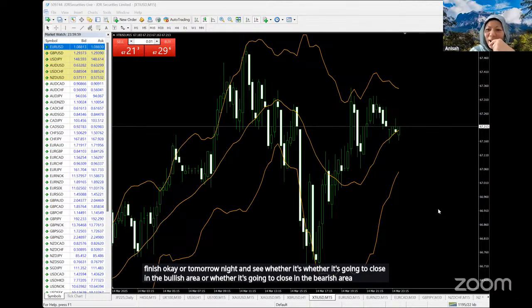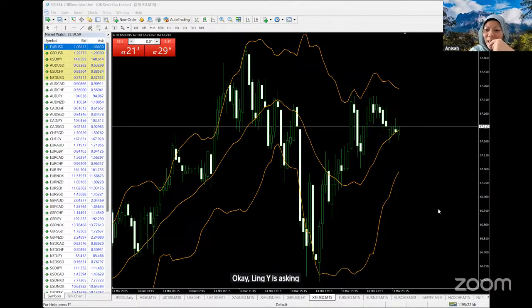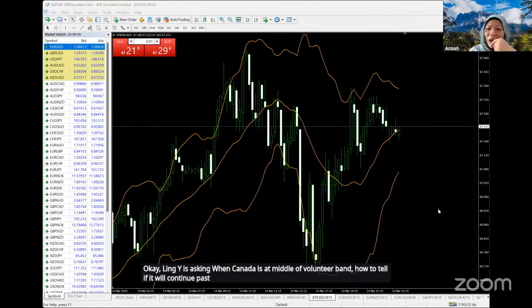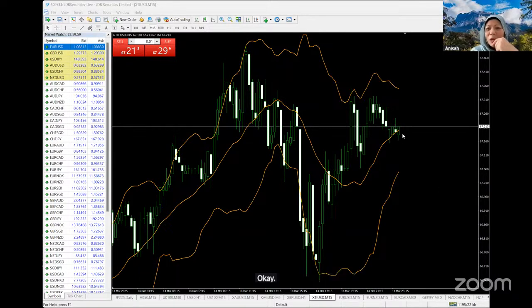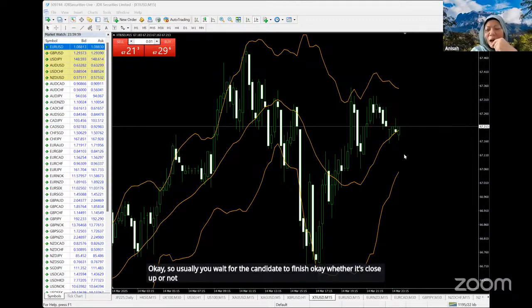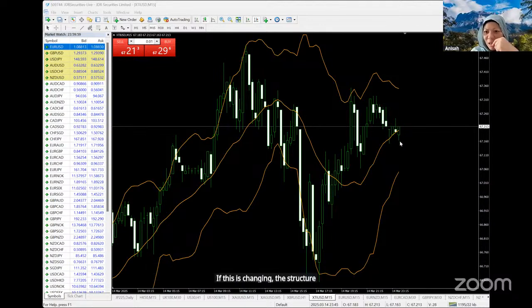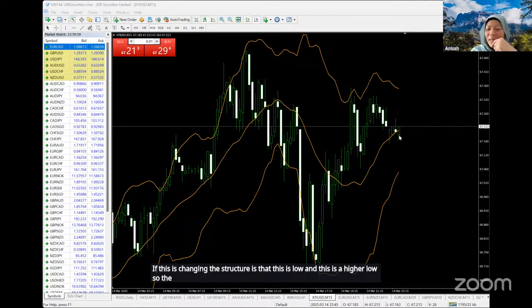Lingy is asking, when the candle is at the middle of the Bollinger Band, how do you tell if it will continue up or down, or cross the line and reverse? Usually you wait for the candle to finish, to see whether it closes up or not. My anticipation is that the structure is this is a low and this is a higher low, so the probability I see now is that it could be closing upward.